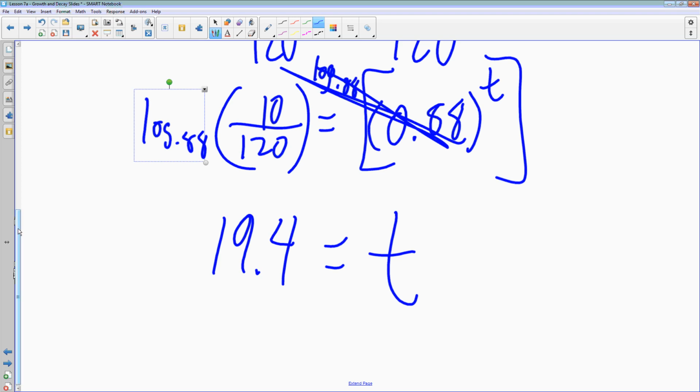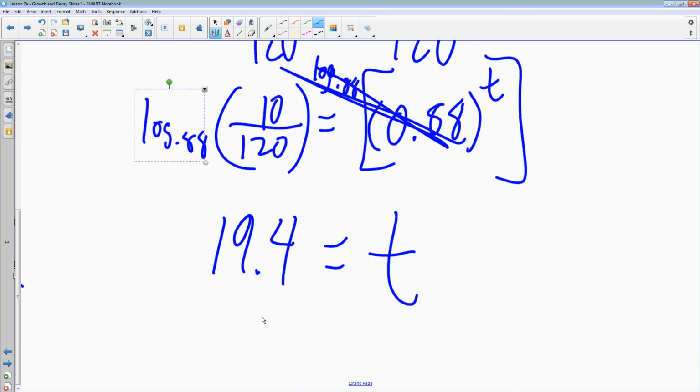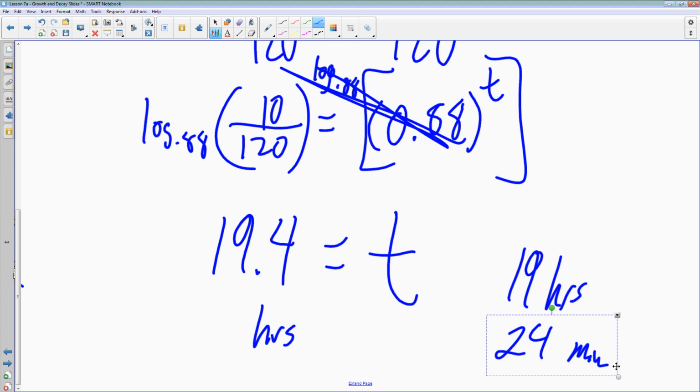So that's time, and time, let's see, was measured in hours. So hours. All right, and we could always figure out, well, what's 0.4 of an hour? So 60 times 0.4, that's 24 minutes. So 19 hours and 24 minutes.